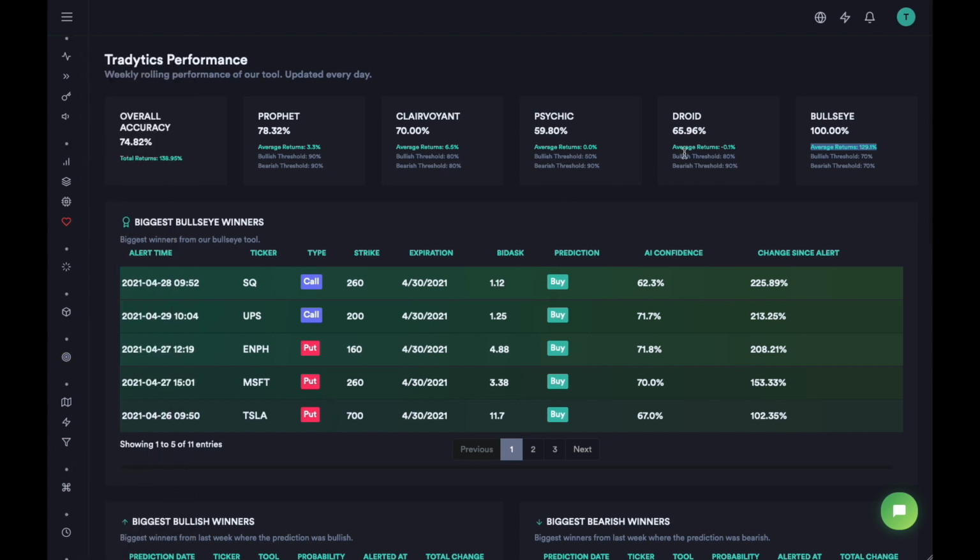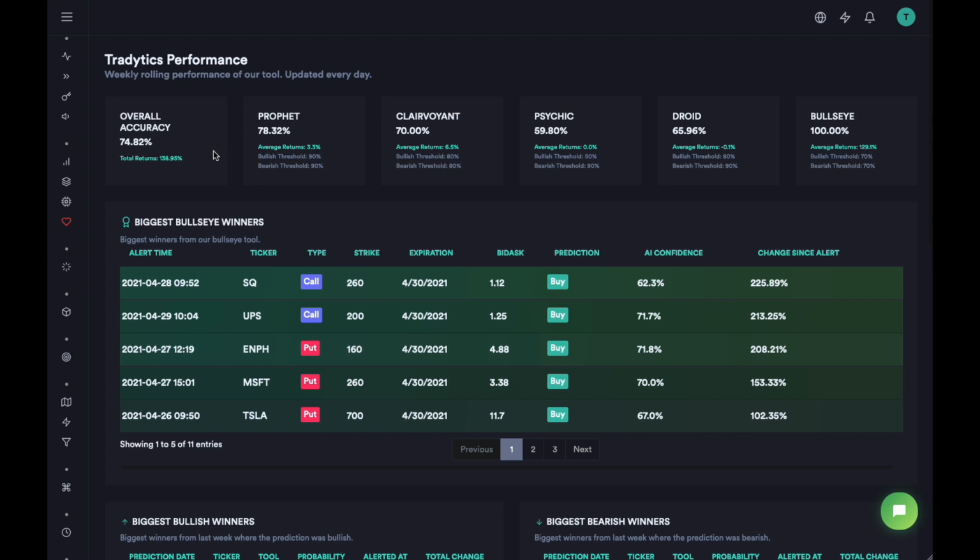And we can see that Bullseye is obviously dominating these days. The total returns of all our tools in the last 3 to 5 days. This performance is on a rolling basis of 3 to 5 days. The total returns on average are about 138%, and the overall accuracy is again 74% here.